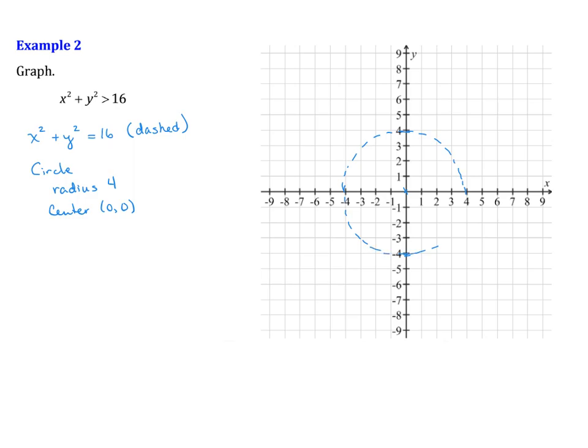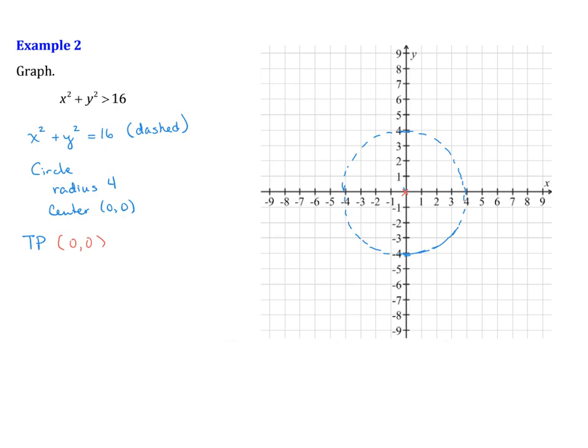we can use our dashed line. Now let's pick a test point. And again, we can use 0, 0 because that's not on the circle. You could have chosen any point as long as it's not on that boundary.